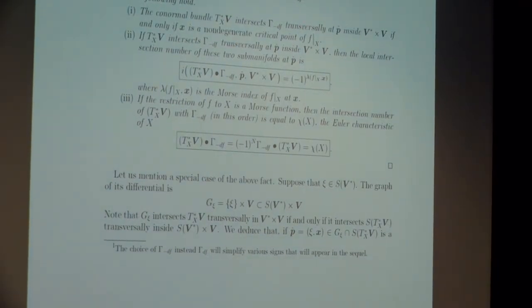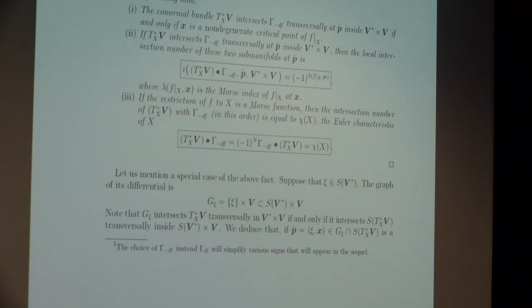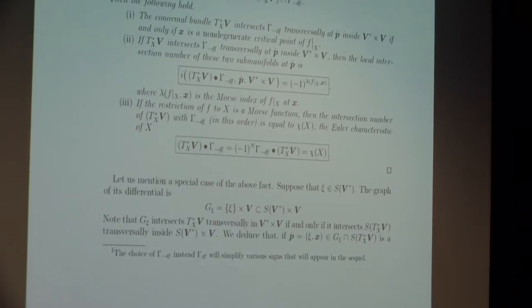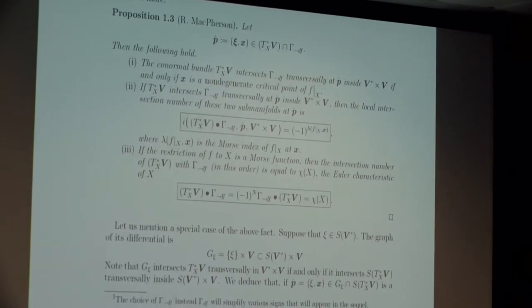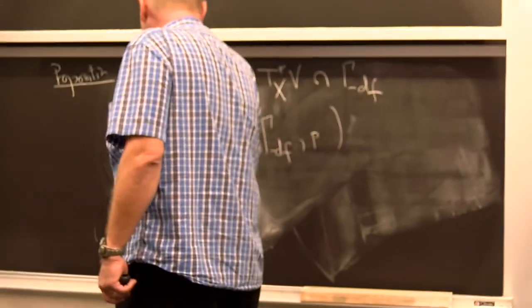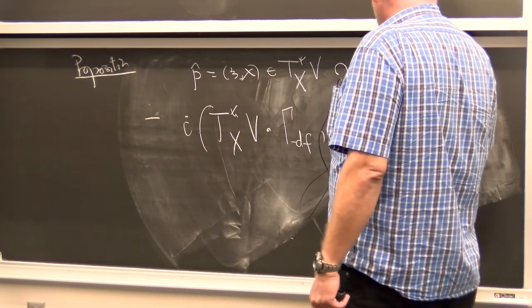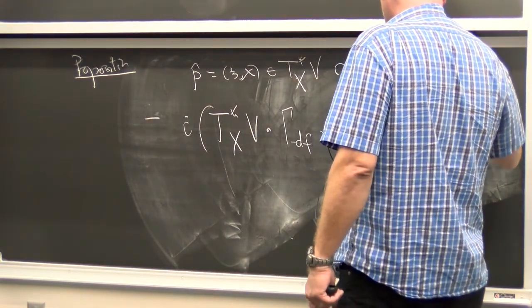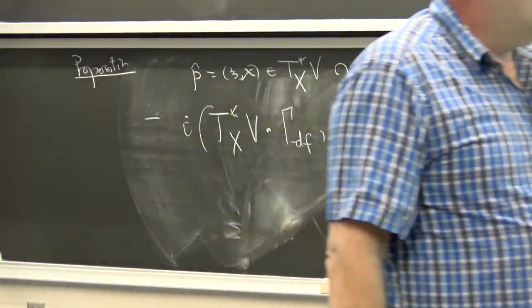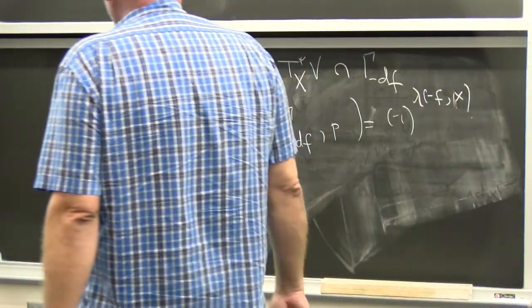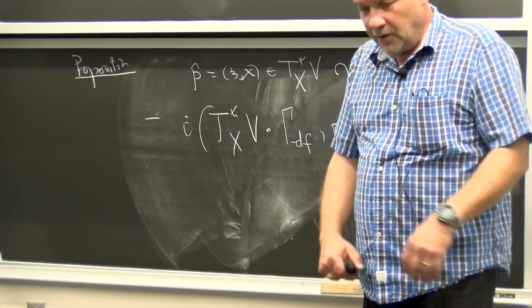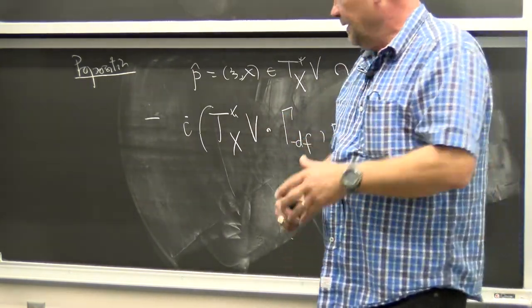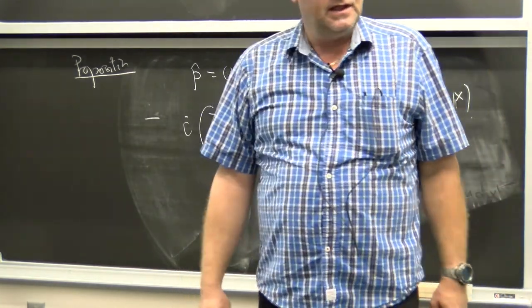Being a critical point of f is the same as being a critical point of minus f. Also, if I have transversality, the local intersection number of these things at P is minus 1 to the Morse index of f at x. And in particular, if you use Poincaré-Hopf, you deduce that the intersection number of these two Lagrangians, notice the one is compact and one is non-compact, but in the right way, is the Euler characteristic of the manifold X.